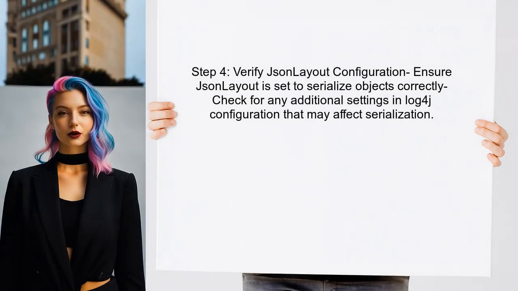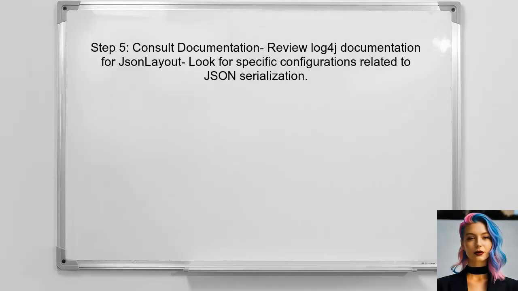If the output is still not as expected, the user may need to ensure that the JSONLayout is correctly configured to serialize objects. This might involve checking additional settings in the log4j configuration. Finally, the user should consult the log4j documentation for any specific configurations related to JSONLayout. This will help ensure that all settings are optimized for logging JSON objects.